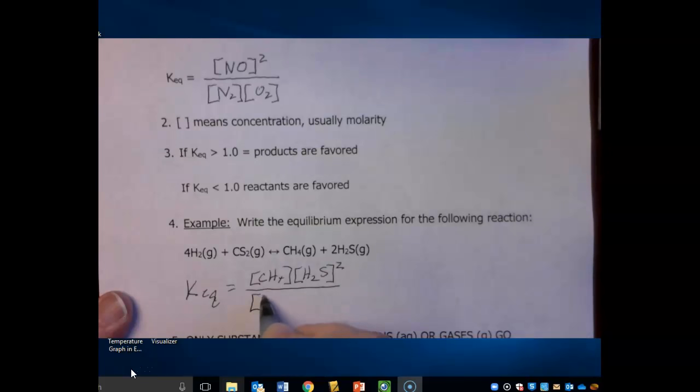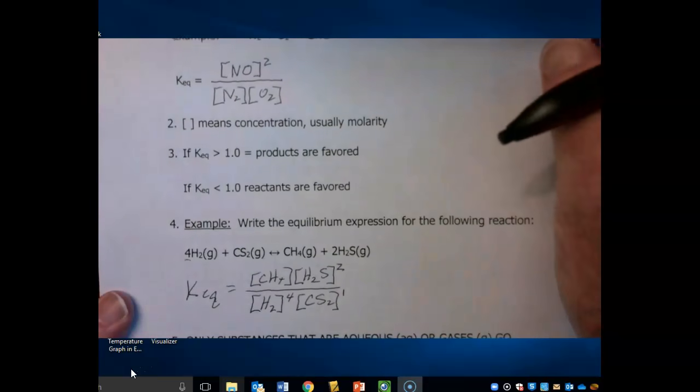Divided by the reactants. Hydrogen is going to be raised to the fourth power because of its coefficient, and carbon disulfide to the first power. If it helps you to put a 1 there for the superscript, you can. It's not necessary, but you can if that helps you.